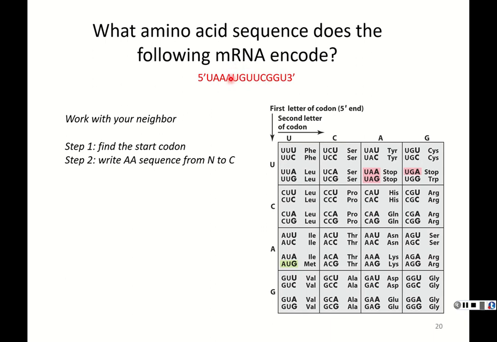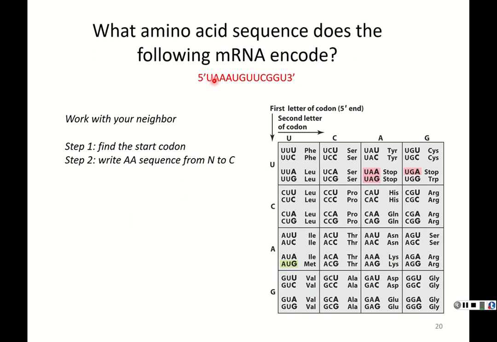So we would start with AUG, which is methionine, then it would be UUC. So we go to our U's. UUC would be phenylalanine, and GGU, I'll go to the G's, GGU would be glycine.